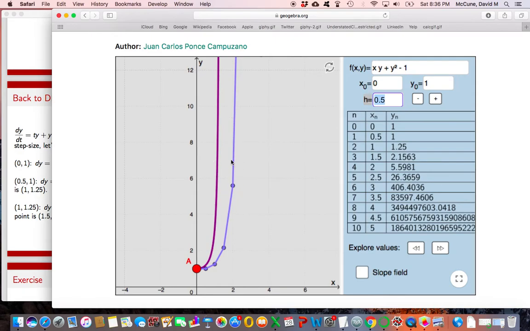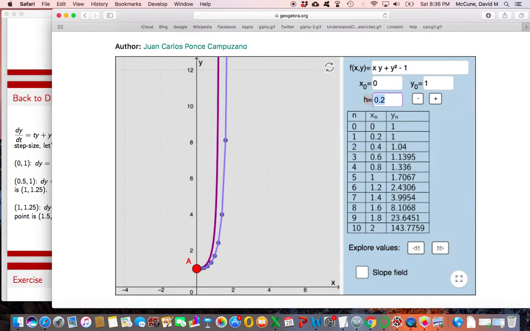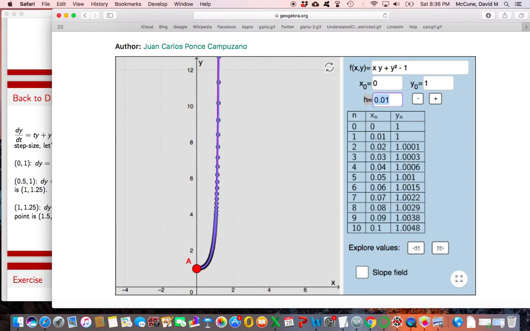You know, there's obviously a gap between purple and blue, but the blue is tracking with the purple. And so when you play with step sizes, you can actually see the smaller step size giving you a better graph. So if I do 0.2, look at that. A step size of 0.2 is way better. 0.1, and if you do something like 0.01, then the purple and the blue are like identical.